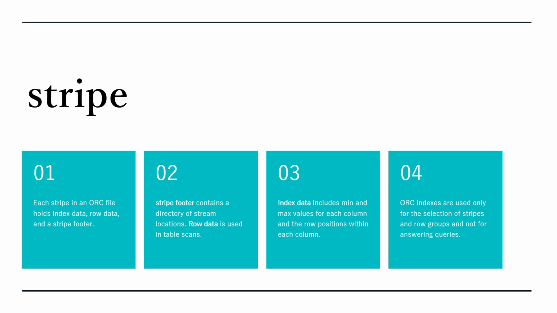Now, these indexes that each ORC stripe has are just meant for understanding whether this stripe should be selected or not. So you keep on skipping stripes. The moment you reach a stripe where there is a probability of finding your data, only then you go and scan the whole row groups that are present in the stripe.